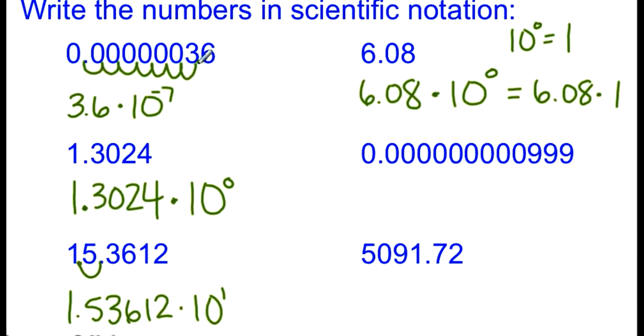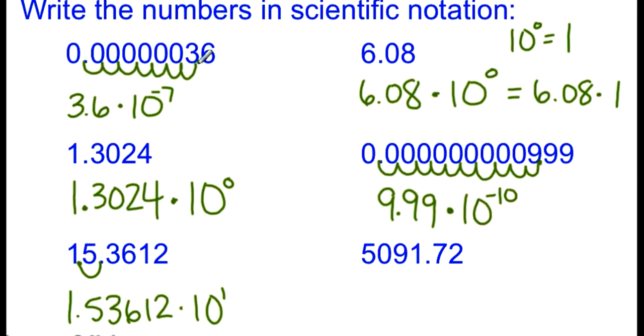Moving my decimal, I'm going to move my decimal all the way over here between the first 9 and the second 9 because 9.99 is in between 1 and 10. I'm going to count how many spots I move my decimal. 1, 2, 3, 4, 5, 6, 7, 8, 9, 10. So I'm going to multiply it by 10. My original number was smaller than 1, so I'm going to have a negative 10 exponent.